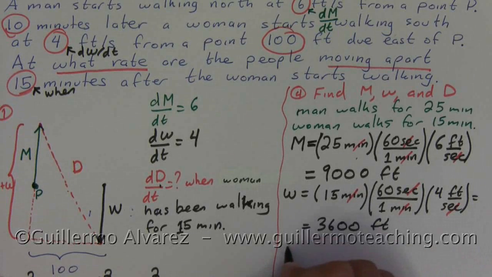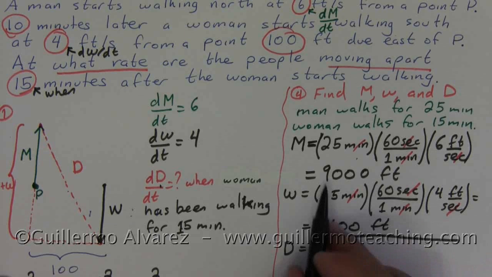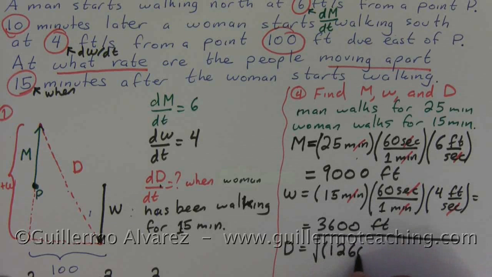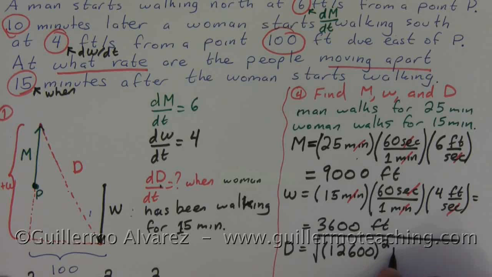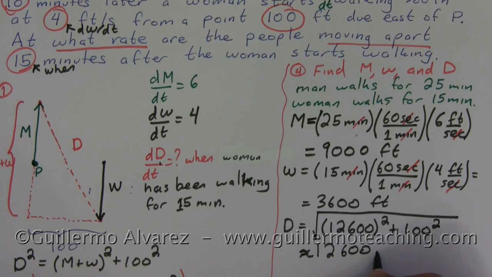Okay, and D, if we look back here at our formula, is just going to equal the square root of m plus w squared. So if we add m plus w, this is 12,600 squared plus 100 squared. And this is equal to approximately 12,600.397.